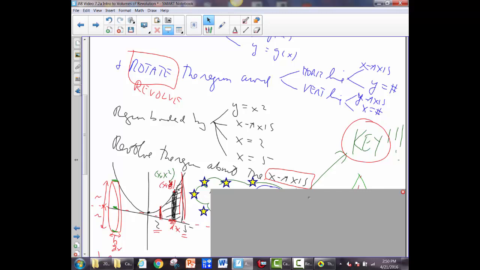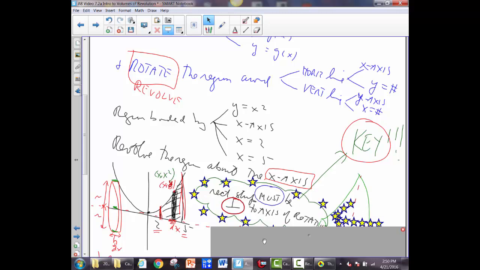You're going to draw, and here's the key thing, and that's why it's in stars, somewhere between a and b, you're going to pick an arbitrary spot and draw a skinny little vertical rectangle. The reason it has to be vertical is that the rectangular strips must be perpendicular to the axis of rotation. And since the axis of rotation is the x-axis, that means they have to be vertical.